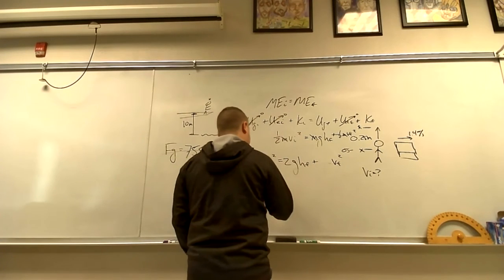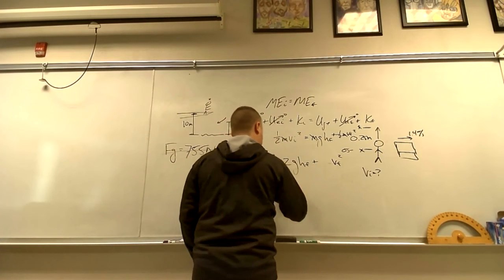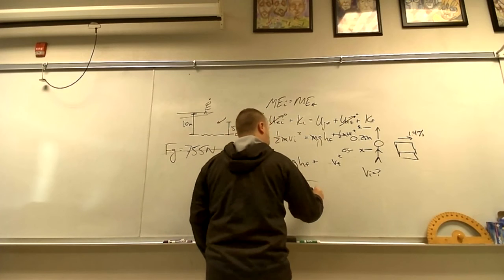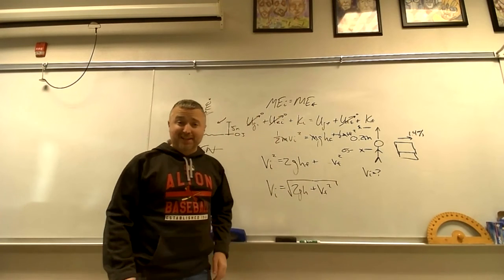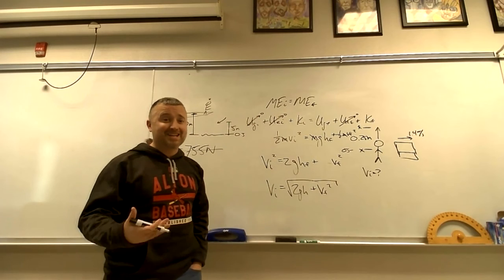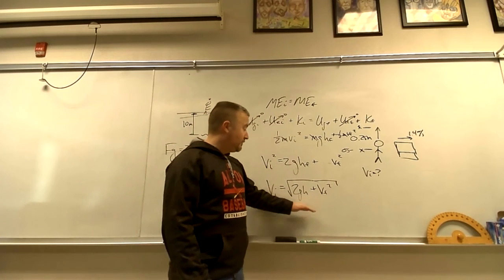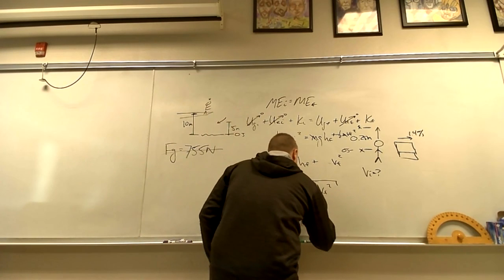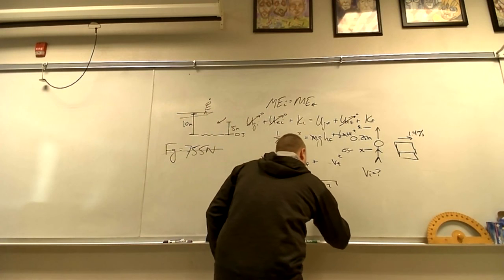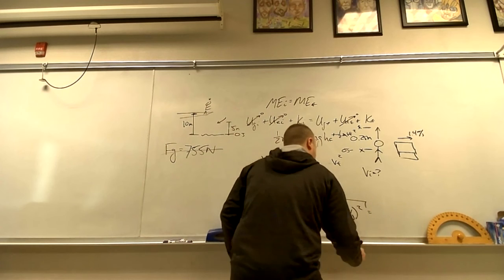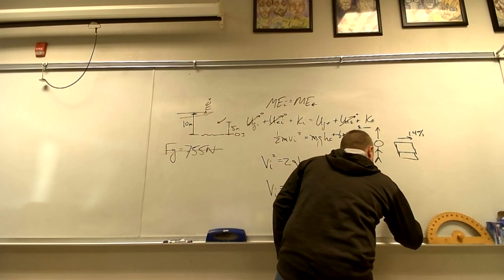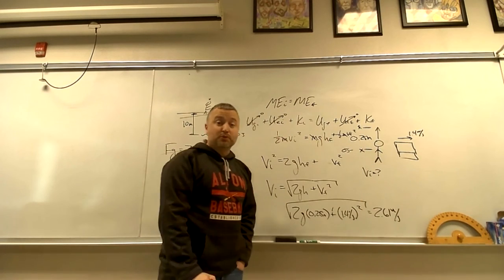Now we square root the whole thing. The initial equals the square root of 2GH plus VF squared. That does not simplify to plus VF because there's a plus inside that square root. And so we plug everything in here. 2 times G times 0.25 meters plus 1.4 meters per second squared, square root. And you should end up, if I'm not mistaken, at 2.61 meters per second.